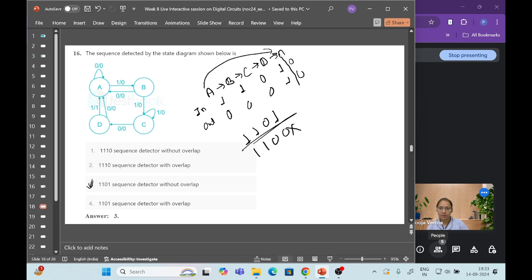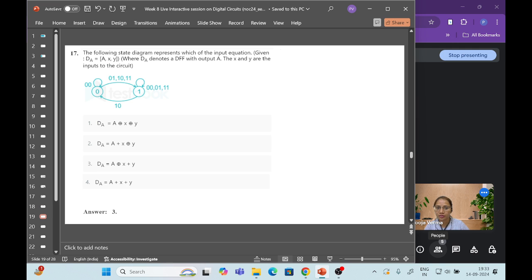So I hope all of you understand. Moving to the next question. The next question is: the following state diagram represents which of the input equations? This diagram represents which of the input equations given, where dA is equal to a function of x and y, and dA denotes the D flip-flop input with output A. The x and y are the inputs to the circuit.